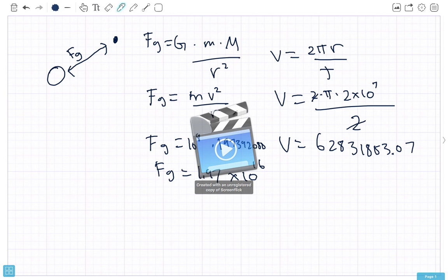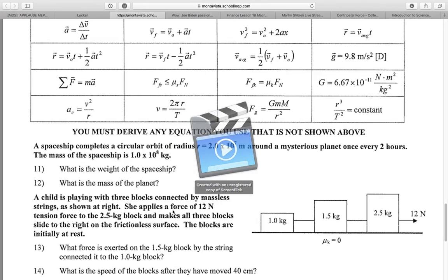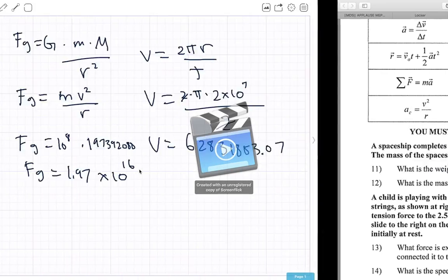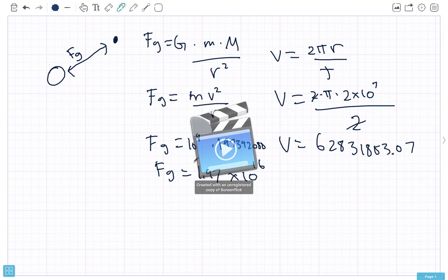So we found the weight of the spaceship. It's this, because the weight of the spaceship is just the gravitational force. So that's the weight of our spaceship.